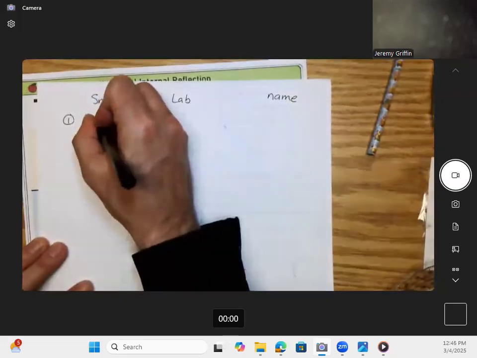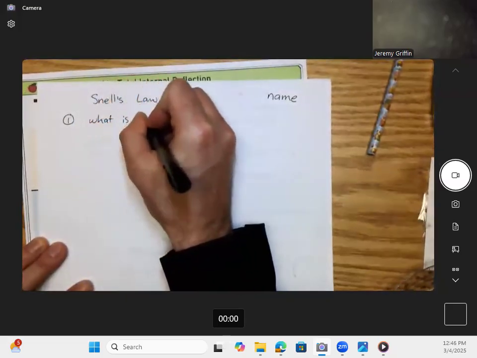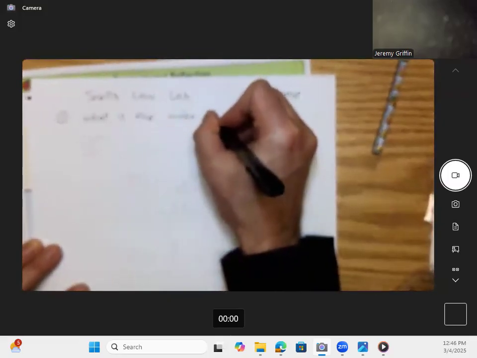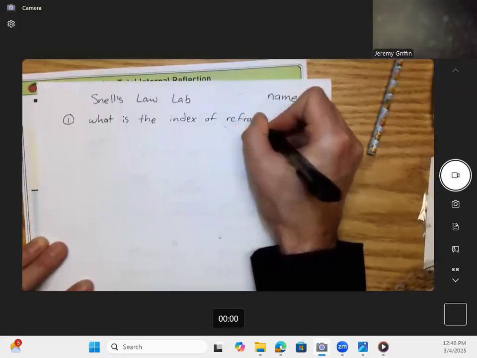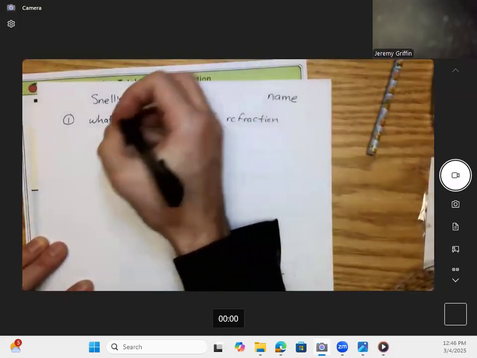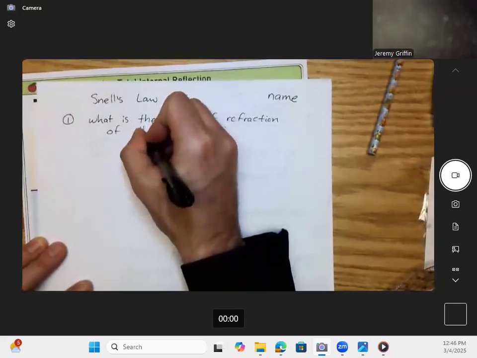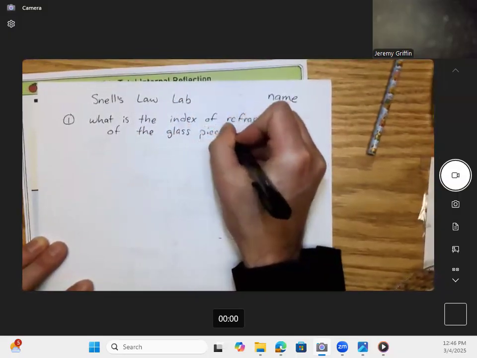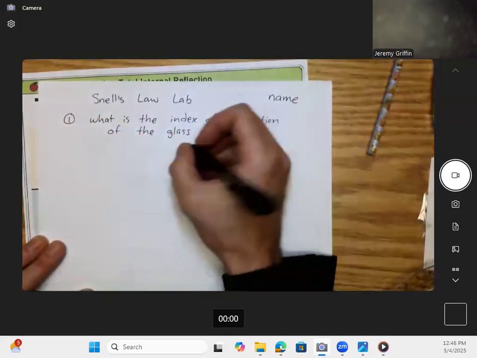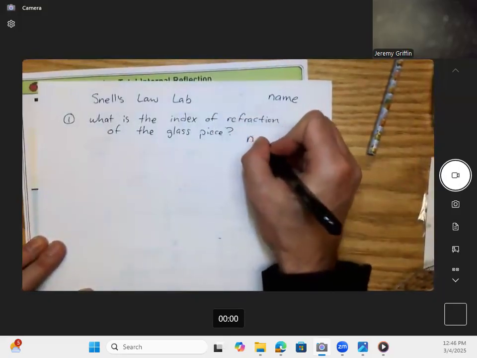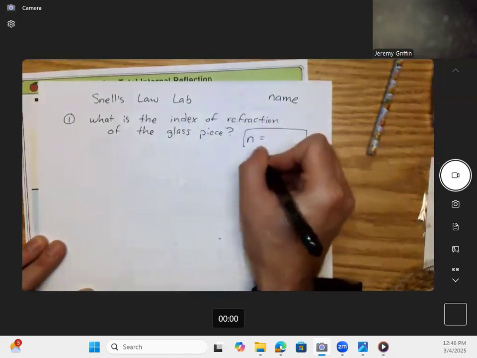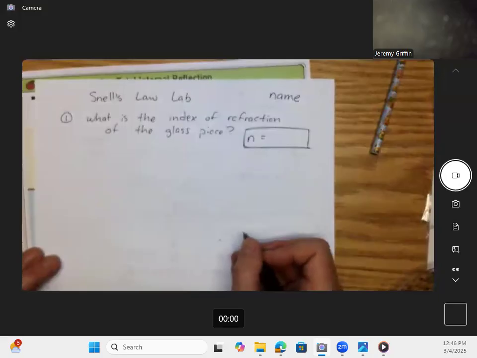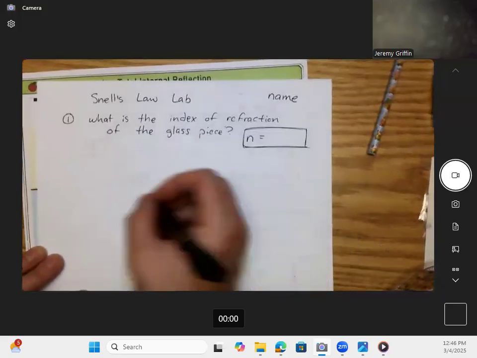Number one, what is the index of refraction of the glass? You'll get n equals something. You might have to take some measurements, do some math, and then eventually figure out the index of refraction of the glass.